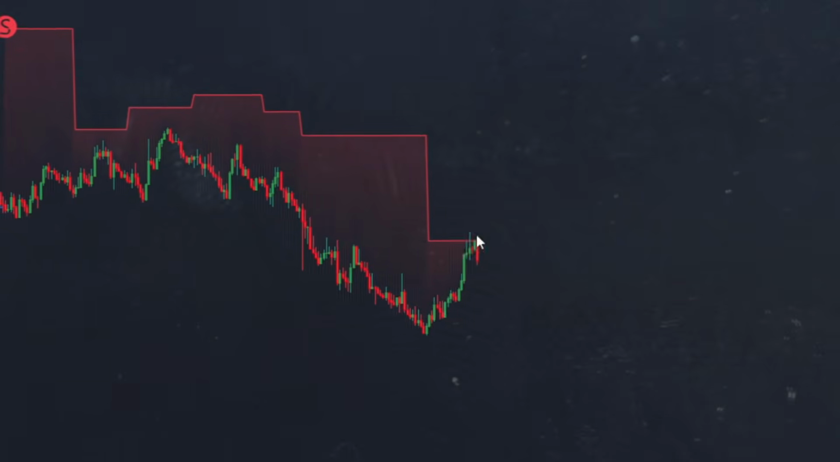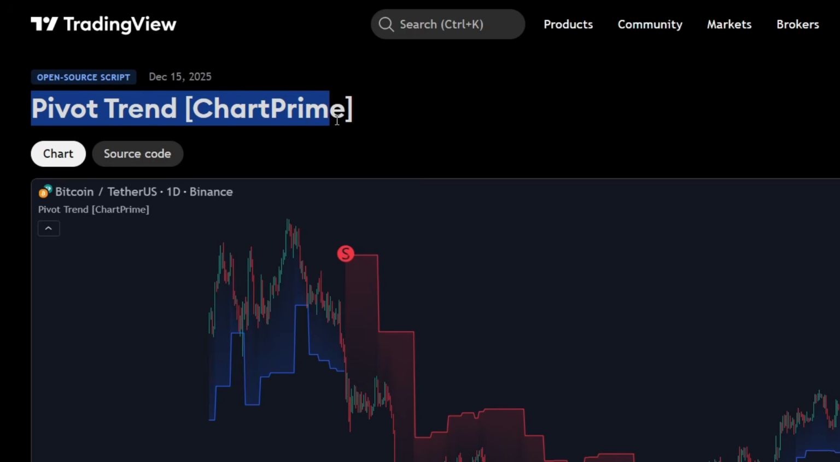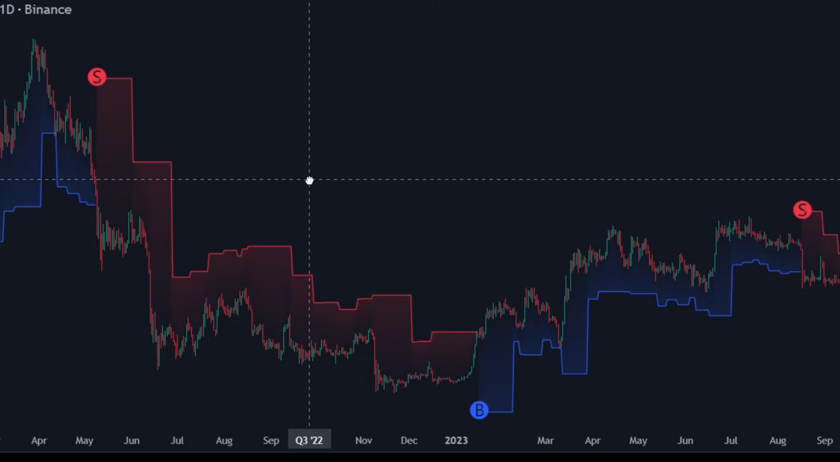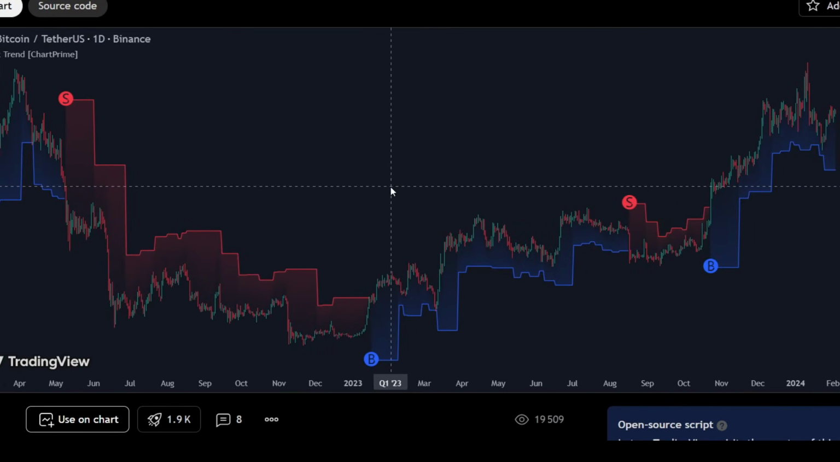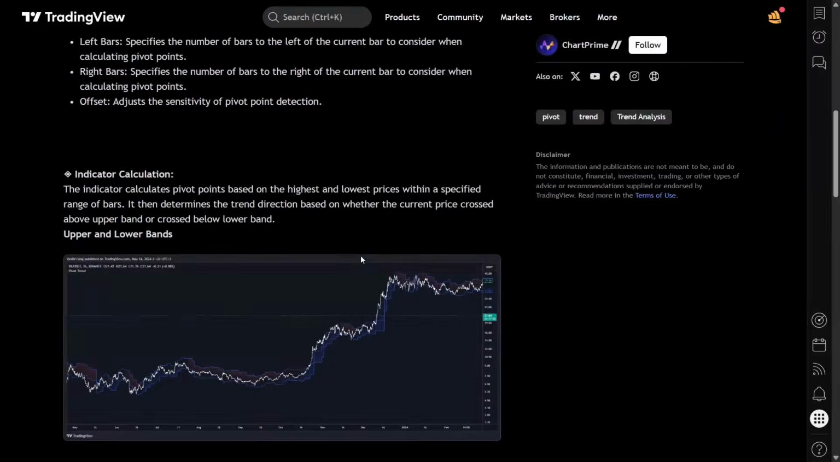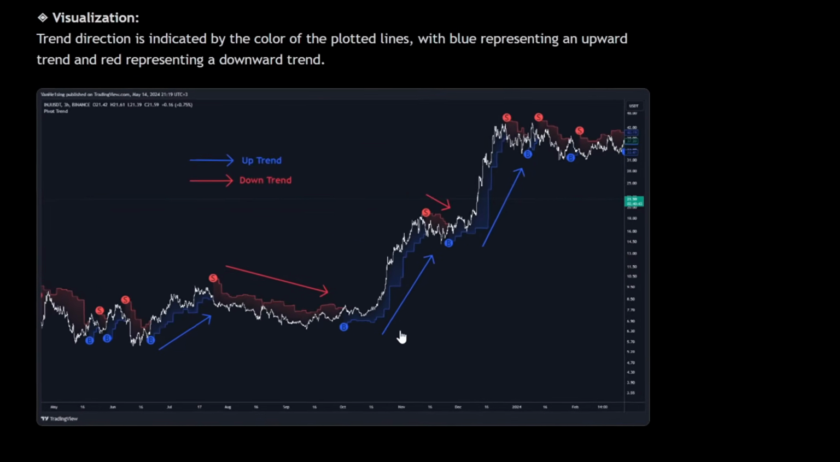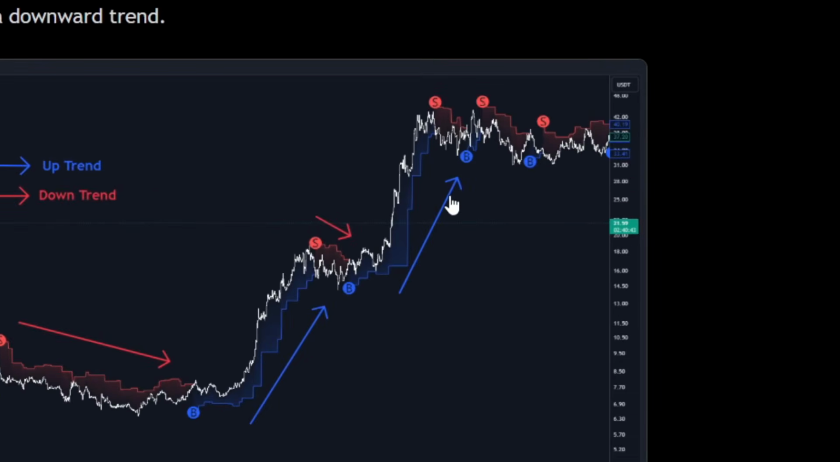wrong side. That's why in this video I want to show you an open source indicator called Pivot Trend by ChartPrime. This tool is built specifically to detect real market structure shifts, not based on laggy averages, but based on actual swing highs and swing lows. It shows you when structure breaks, when sentiment flips, and most importantly, where the new trend line forms, so you can plan entries instead of guessing.